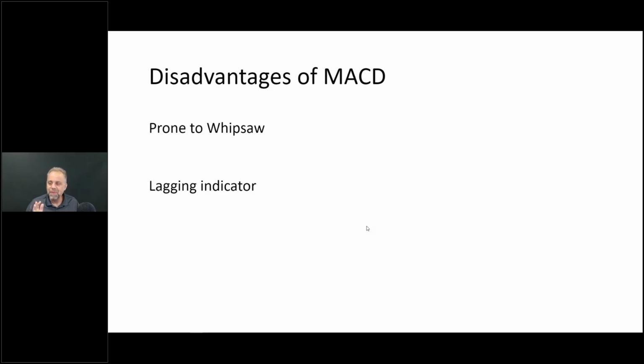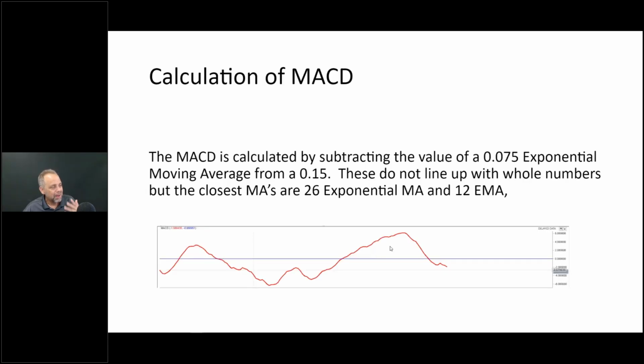Thanks, Greg. Appreciate it. So let's talk a little more about MACD and how it's calculated. We'll start with the main MACD line, then we'll talk about the signal line, and the other one. Now, when Gerald created the MACD, he calculated a 0.075 exponential moving average and a 0.15 moving average. He didn't use whole numbers. They don't actually line up with exact whole number EMAs, but the closest would be a 26 period and a 12 period EMA.